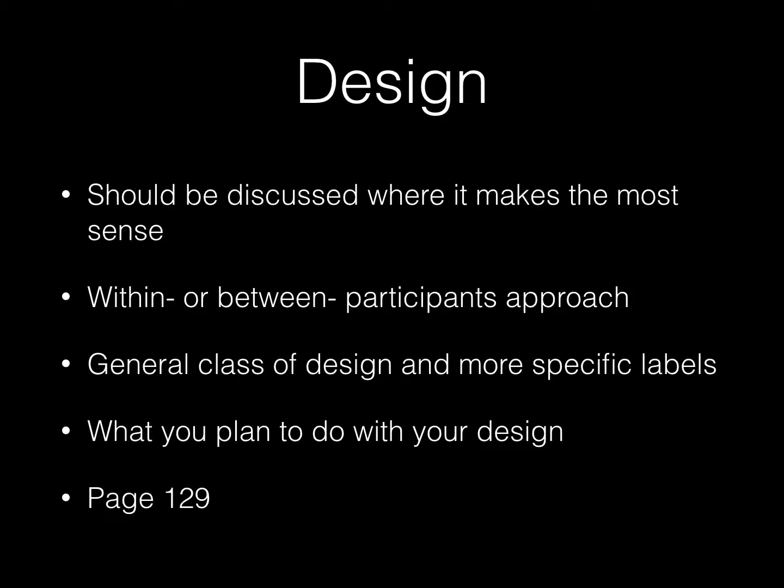So regardless of where your design subsection is, you have to indicate whether it's a within or between participants approach, the general class of the design, such as if it's experimental or correlational, and more specific details such as two-group or survey research, and also what you plan to do with your design. And more examples can be found on page 129 of the Cozby and Forster book.